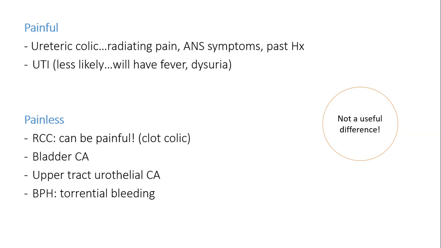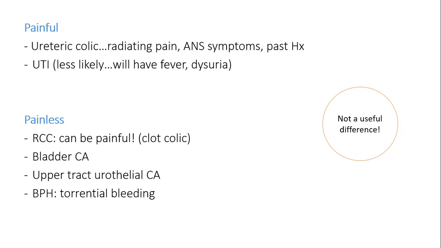In a way, you can actually be asked that in an MCQ. If the statement says it's always painless, it's actually false because it could be painful. And then bladder CA, of course, is usually more painless compared to renal cell carcinoma, but you can't really say, because again, it can pass clot colic, so it can be painful again. And then upper tract ureteric carcinoma, which is a less common cause, and then finally BPH.